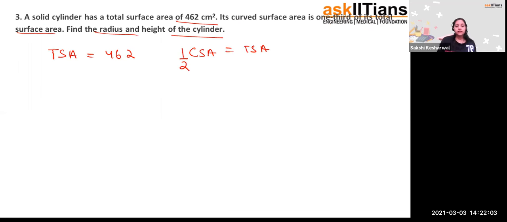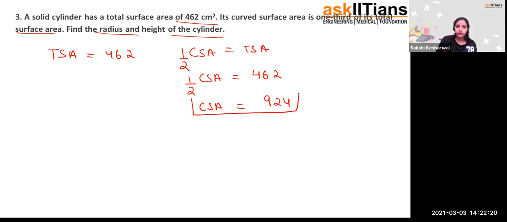Now, can I write this TSA? Now, it says that 1 by 3 times of TSA is equals to CSA. Is it 462, right or not? So CSA is equals to how much, beta? You have the CSA, right? And you have TSA, right?